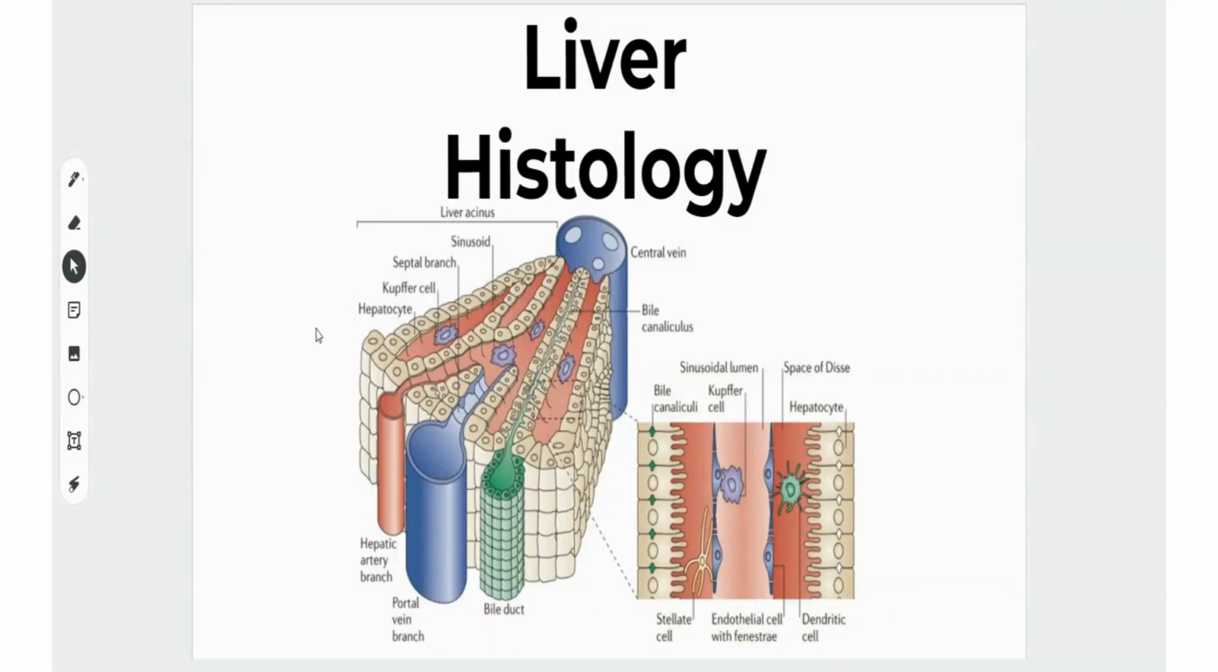Liver histology. The liver is a vital organ within the human body and has a complex architecture that allows it to perform its functions as the metabolic master controller within the human body. The liver has many crucial roles, especially in glucose metabolism and detoxification of poisons.